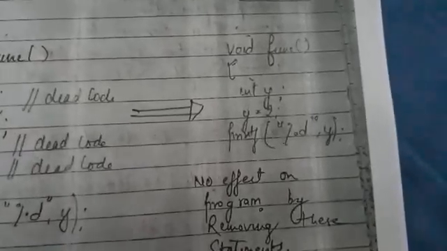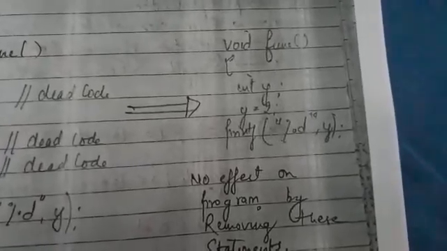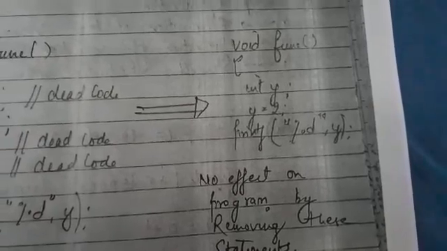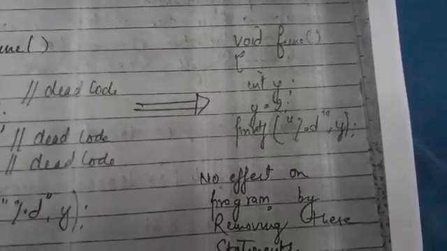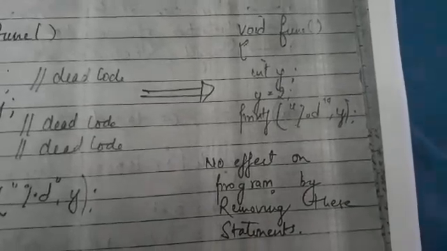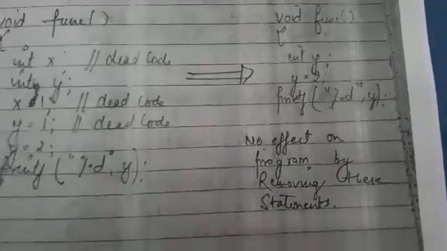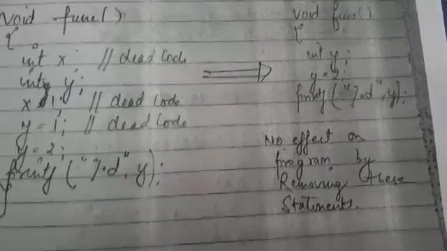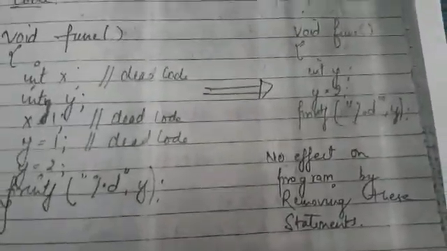We can write the void function, the name will remain as such, integer y, we will declare the y type as integer, then y is equal to 2, then printf percentage d and y. Because if we remove all these dead codes, the program is not going to be affected anymore. You understand this? This is dead code elimination.